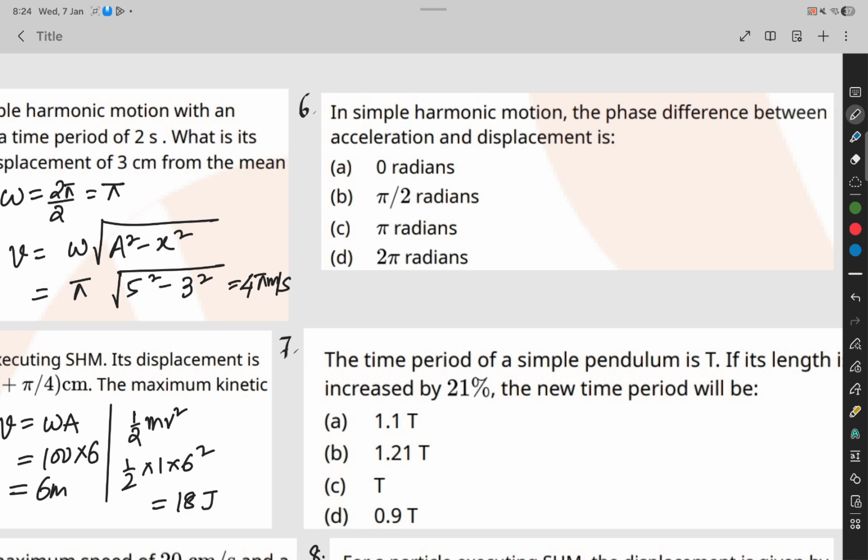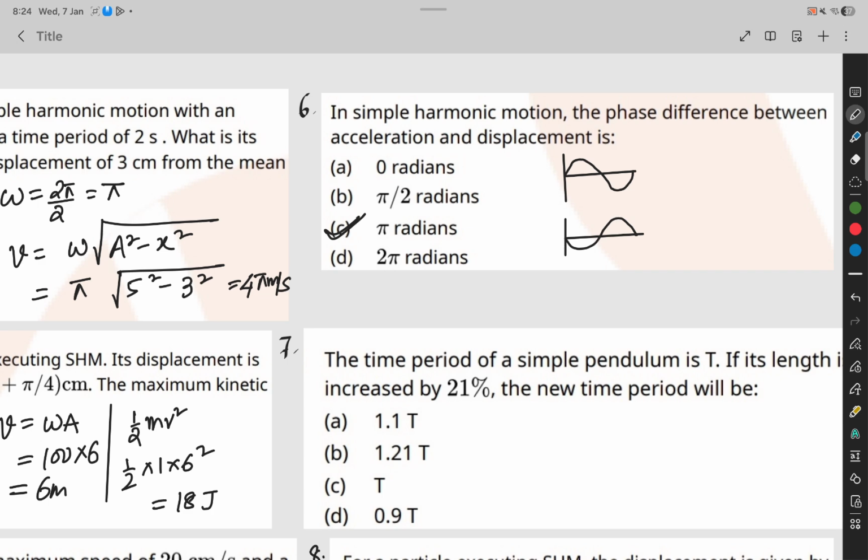In an SHM, the phase difference between acceleration and displacement is, so phase difference between acceleration and displacement, this is quite easy. This is displacement, and acceleration is a equal to minus omega square x. So whatever the x will be, acceleration will be just opposite, so they will be out of phase because of the minus. Out of phase means pi radian. So your answer will be pi radian.